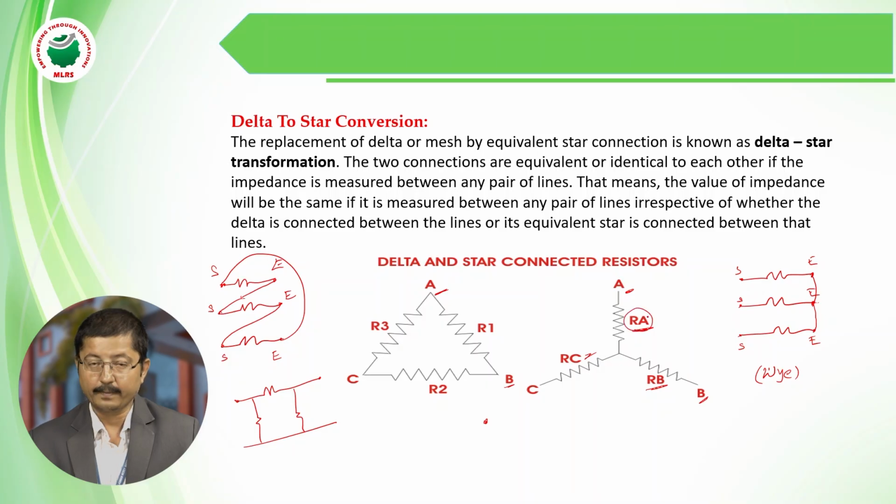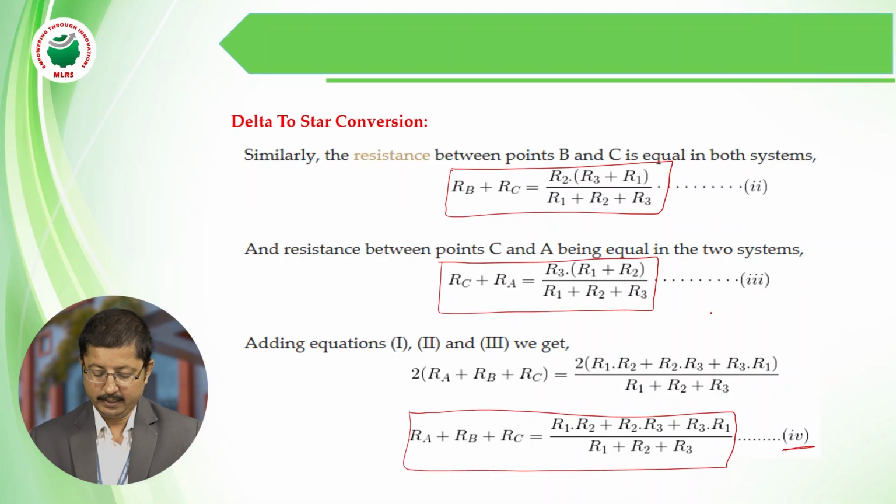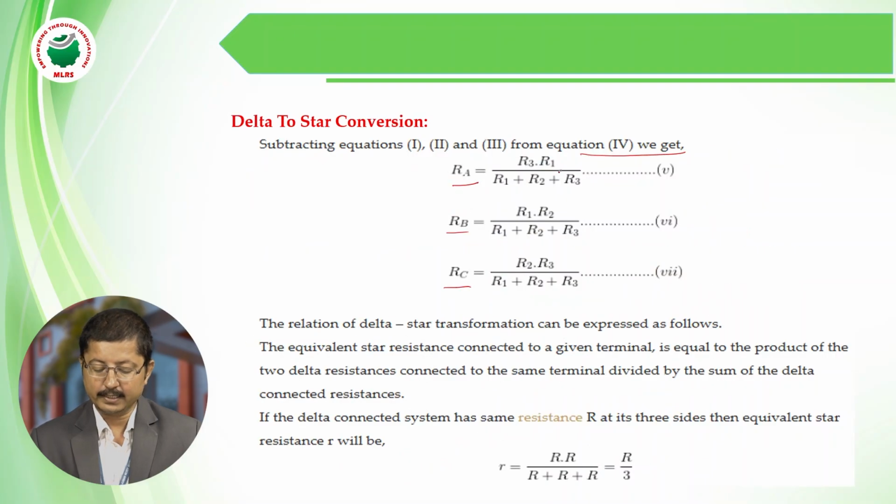So what is RA? For example, these two resistors are touching at the point A. So RA is R1 R3 divided by the sum of the resistances. Now let us verify that one. RA is equal to R1 R3 divided by R1 plus R2 plus R3.